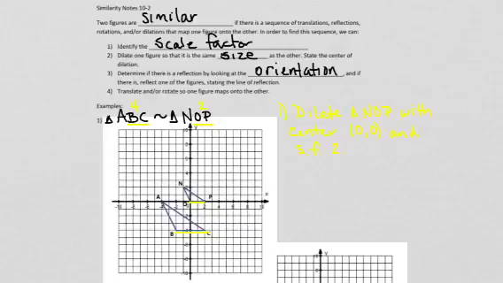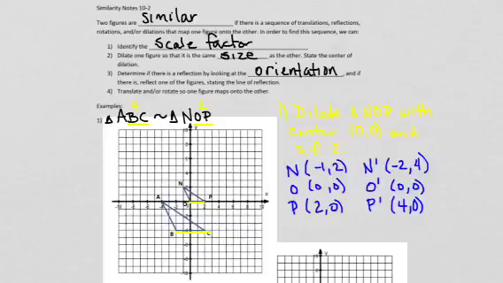That means I'm going to take all these points, and since my center is 0, 0, I'm going to multiply all of the values of the coordinates by 2. So that is what I have done here. I took my original points, N, O, P, wrote down their coordinates, and multiplied everything by 2 to get the image. So now I'm going to plot those points and draw my new triangle N prime, O prime, P prime.